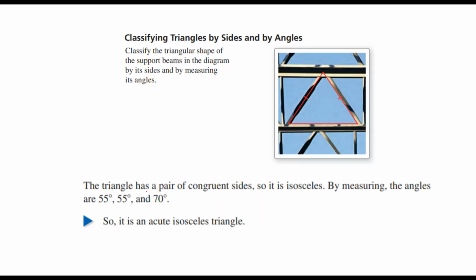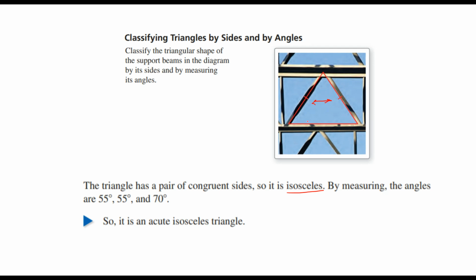So the first kinds of problems you might face are just classify the triangular shape of the support beams in the diagram by its angles and sides. You don't really need to measure the angles. You just need to look at the side markings. I see that there are two congruent sides here, so that is an isosceles triangle.